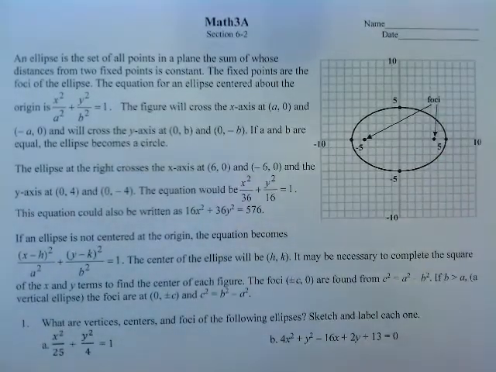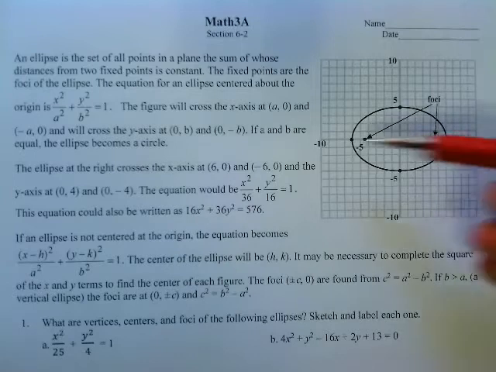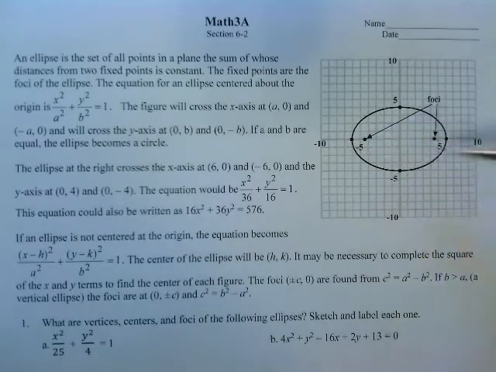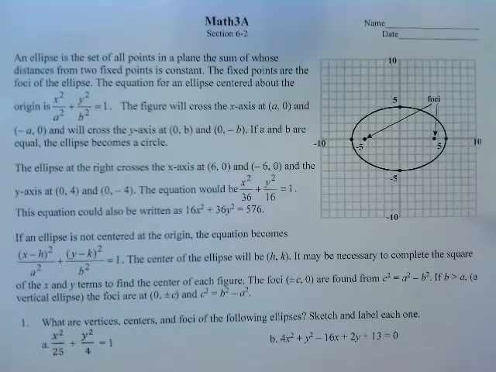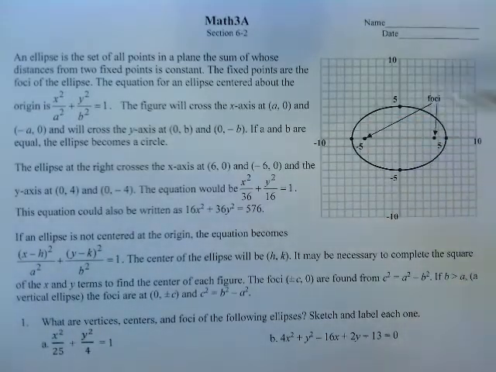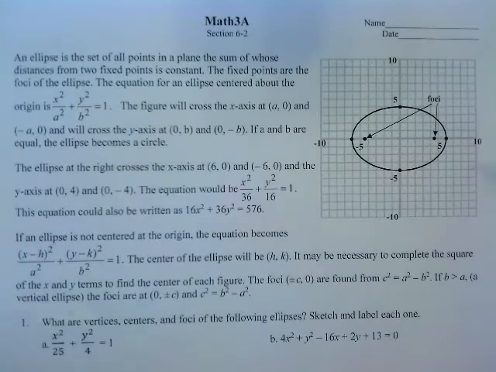Basically, this is different from a circle because it's more egg-shaped. We have it longer in one direction than in the other direction. And of course, this is more of a horizontal ellipse. You can have a vertical ellipse.